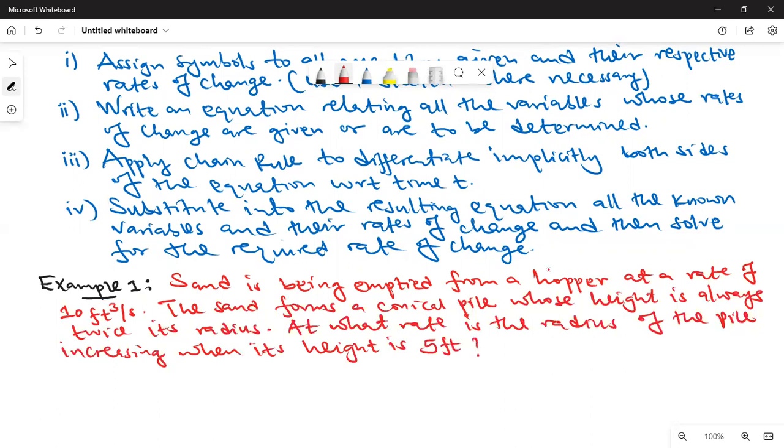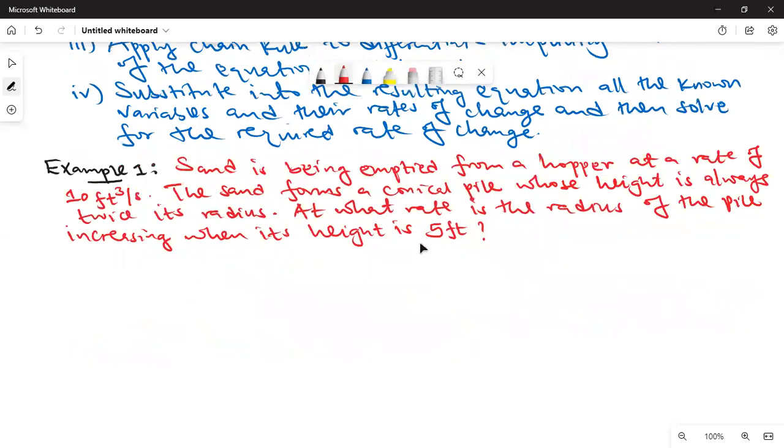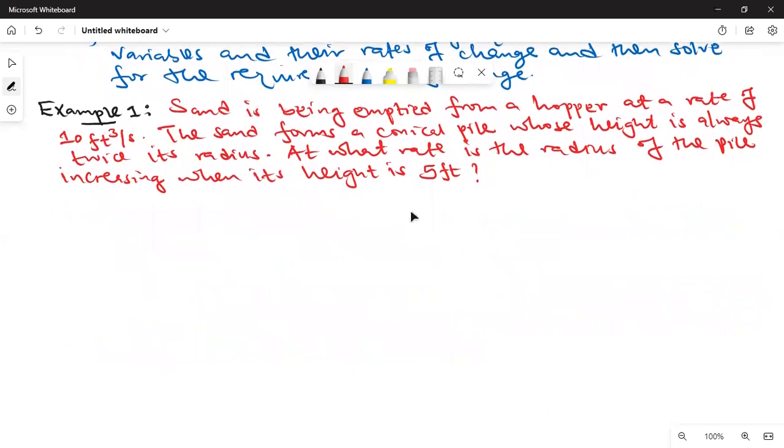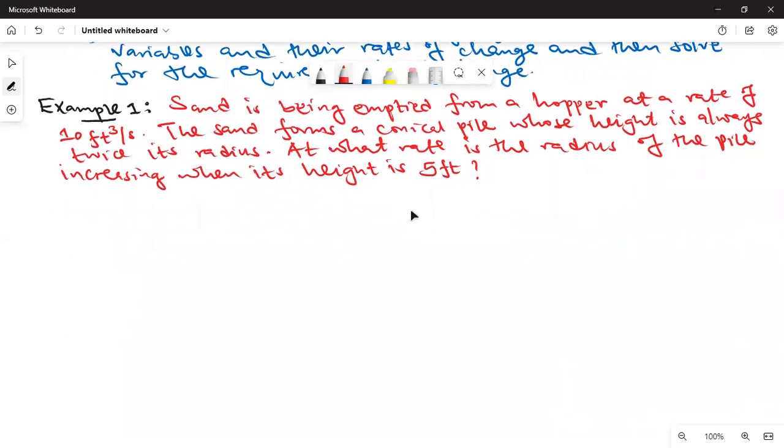That's a question mark. So let's see how to tackle this problem. In example 1, we are going to follow the 4 steps to be able to solve this related rates problem. Look at this, a case where we are emptying sand from a hopper. As you continue emptying the sand, it is going to form something like a cone. It's a pile, which is conical in shape.